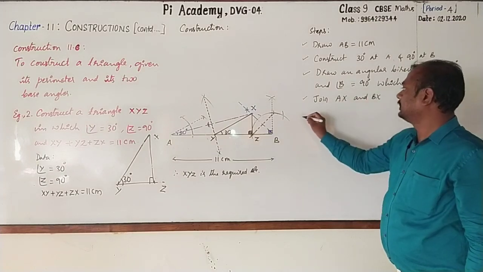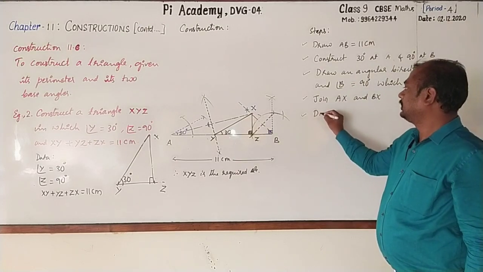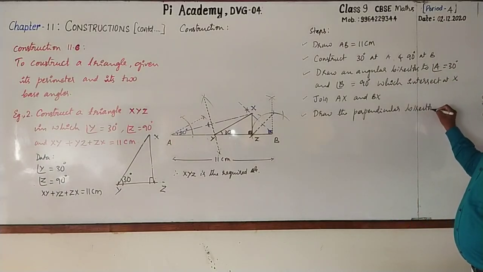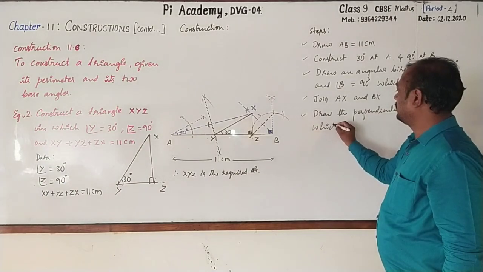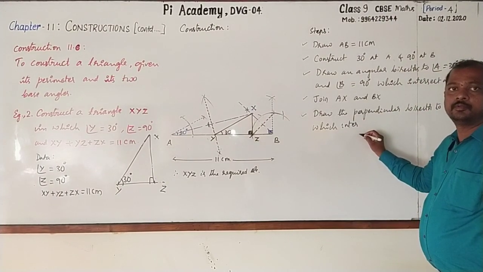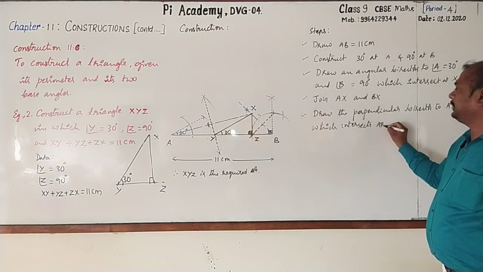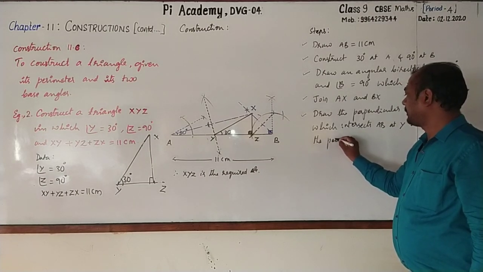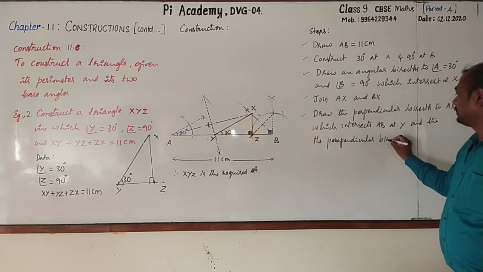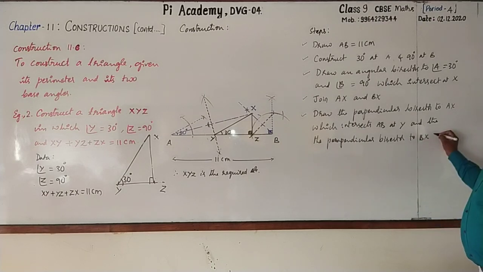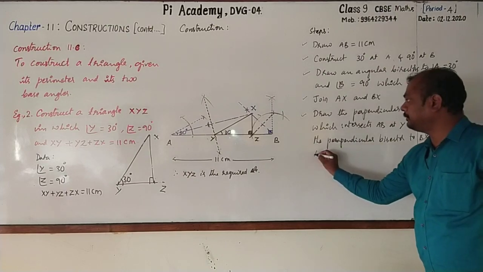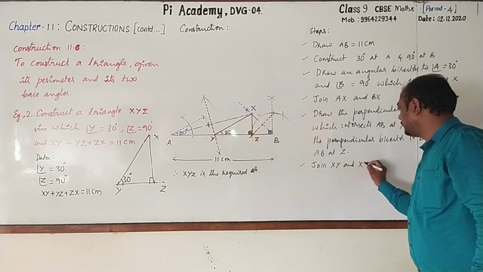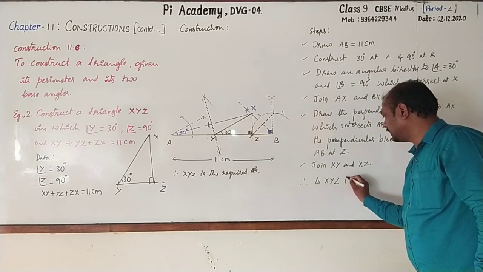Next, join AX and BX. Next point. Draw the perpendicular bisector to AX, which intersects AB at Y, and the perpendicular bisector to BX intersects AB at Z. Then join XY and XZ. Therefore, triangle XYZ is obtained.